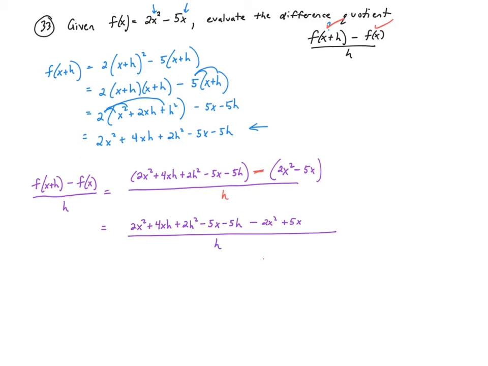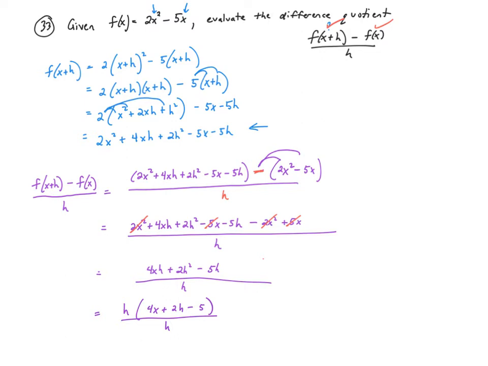Next, rewrite and distribute the negative to both terms. We should see some cancellations. So 2x and negative 2x cancel, negative 5x and 5x cancel. We're left with 4xh plus 2h squared minus 5h divided by h. In the numerator, notice that we can take out an h. So we have GCF factoring in the numerator. And lastly, we can see that the h's cancel. So the difference quotient is 4x plus 2h minus 5.